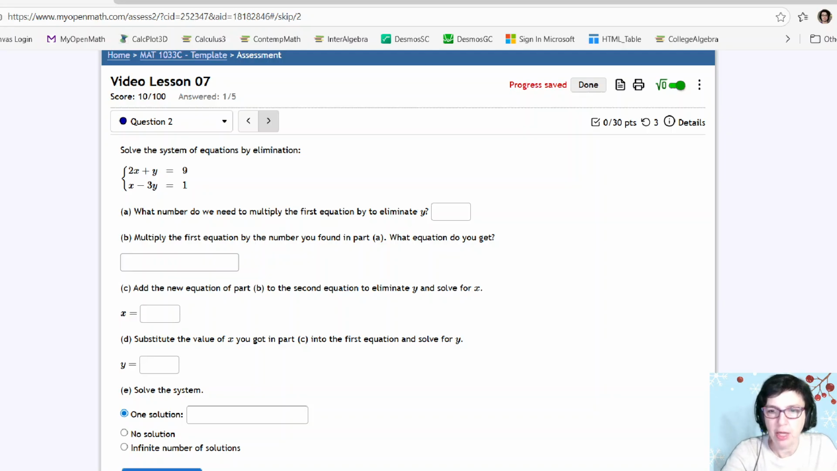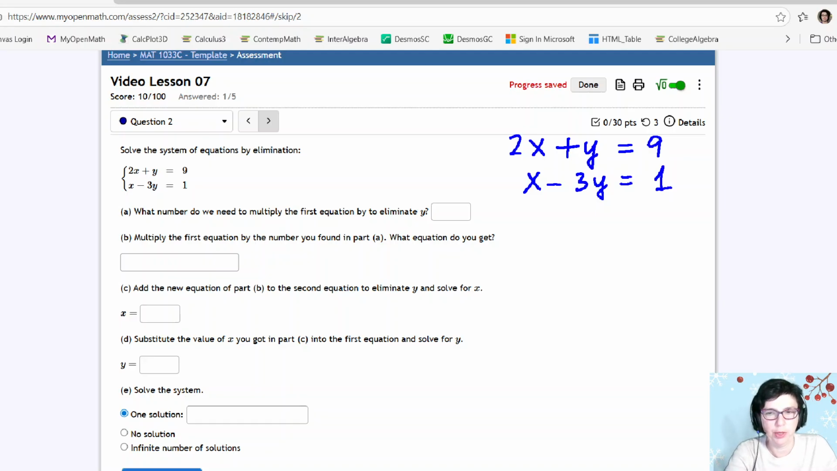So you've got 2x plus y equals 9. That's the first equation. And then x minus 3y equals 1. That's the second equation. All right. So let's say we're trying to eliminate y. Now, it is actually your choice. You can eliminate x if you want. But here they're saying eliminate y. So we're going to work with that.